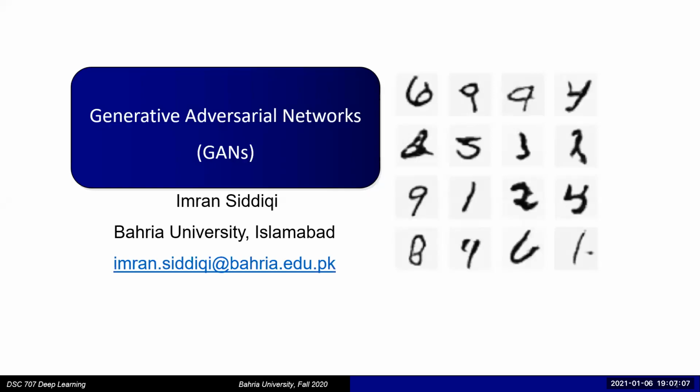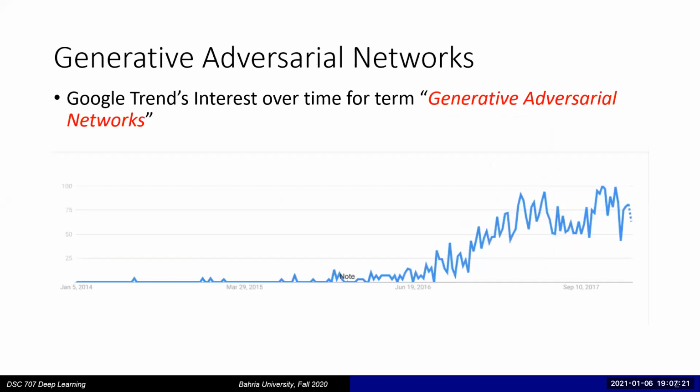Okay, so now we'll be looking at this last topic, as I told you, which is generative adversarial networks or GANs, right? So what are these, how do they work? We'll try to see them in the discussion that follows.